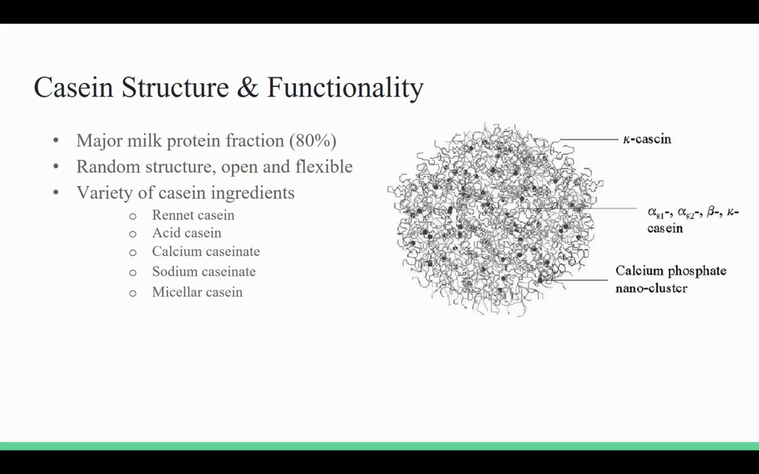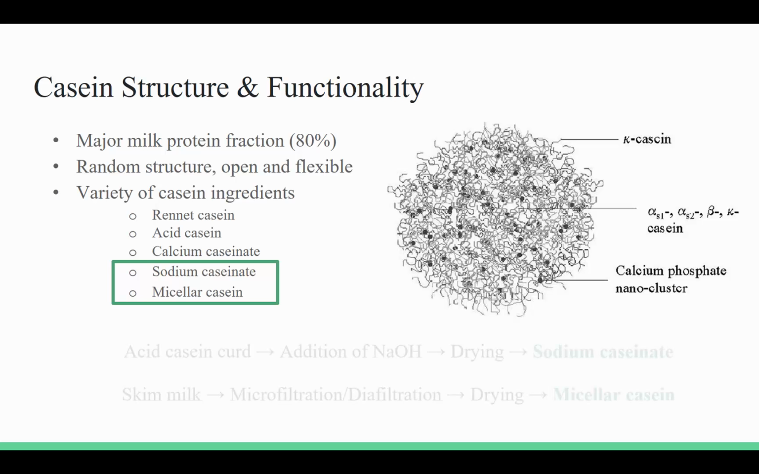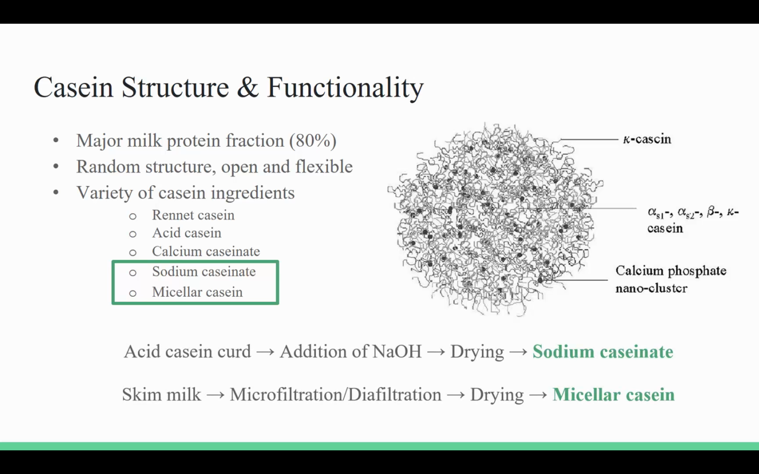As we all know, casein is one of the major milk protein fractions. It has a very open and flexible structure because it's highly random coil. It's a random coil protein. Based on how it's isolated and extracted from the milk, we can create a variety of casein ingredients, and these two we are going to talk about in our papers today: sodium caseinate and micellar casein.